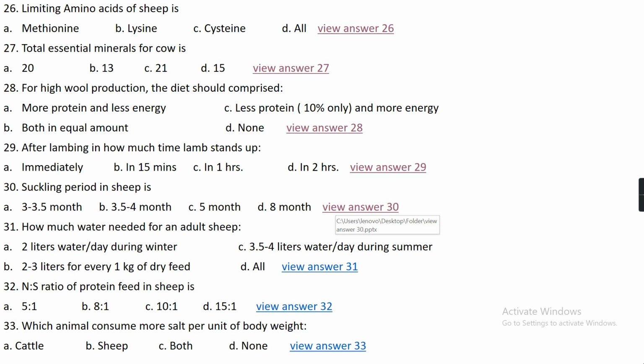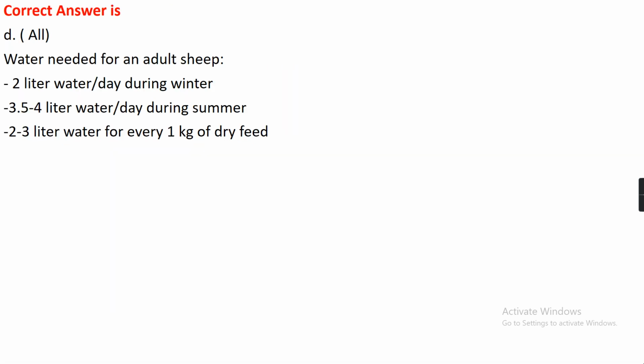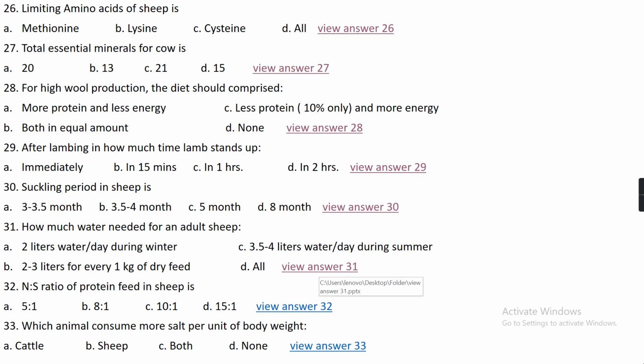Okay. Question number 31. How much water is needed for an adult sheep? Option A, 2 liters of water per day during winter season. Option B, 2 to 3 liters of water for every 1 kg of dry feed. Option C, 3.5 to 4 liters of water per day during summer season, or option D, all. The right answer is all. Water needed for an adult sheep is 2 liters per day during winter season, 3.5 to 4 liters, that is double, per day during summer season, and 2 to 3 liters extra for every 1 kg of dry feed.